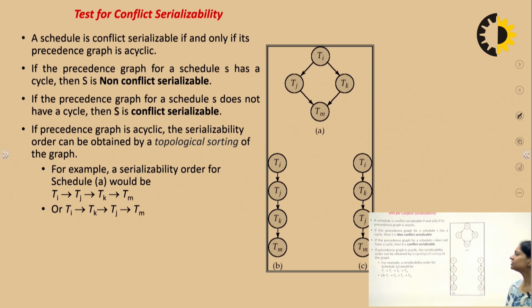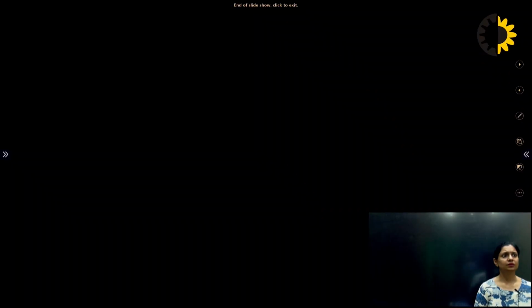So in this case, if we look over here there is no cycle, so we got two schedules in this manner. So that's all for today.